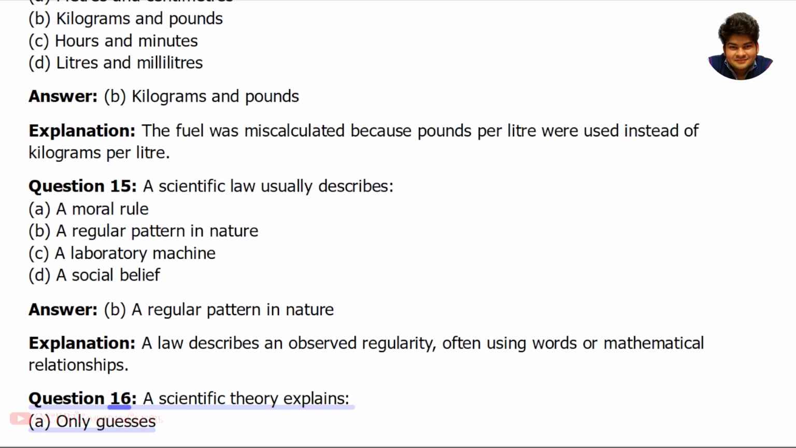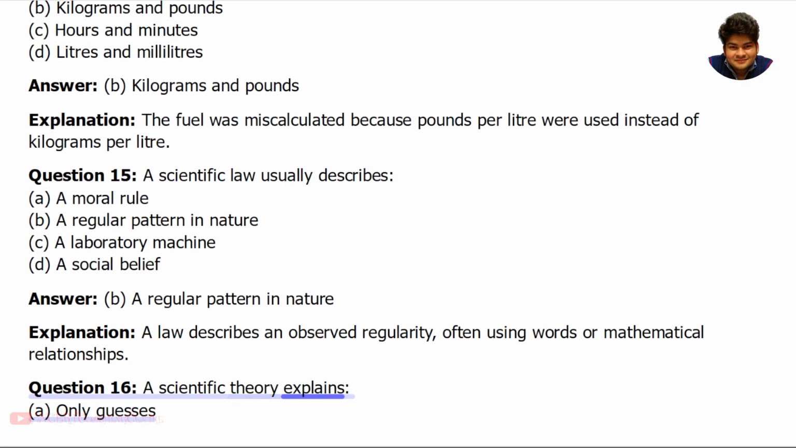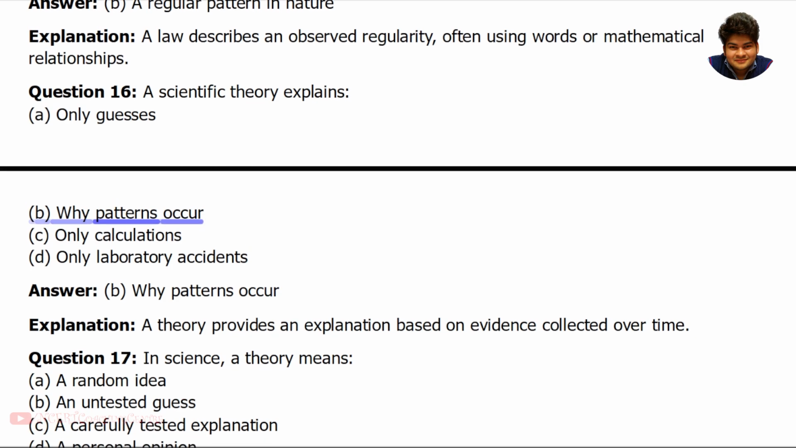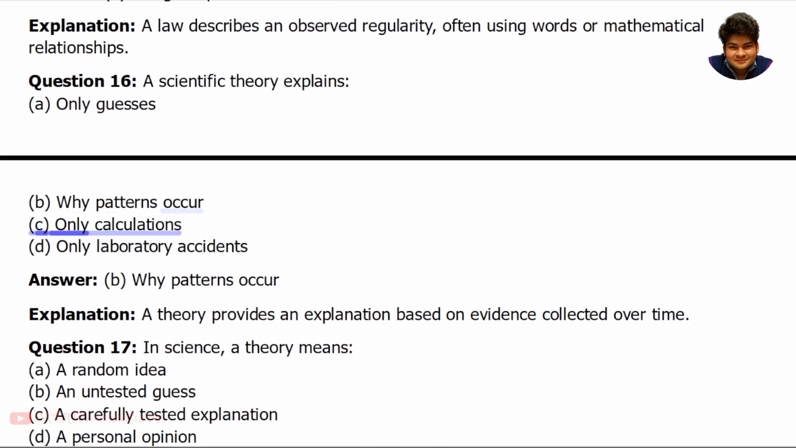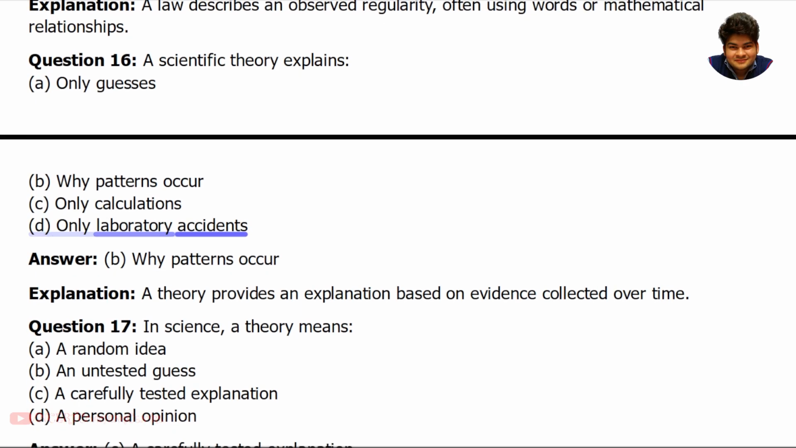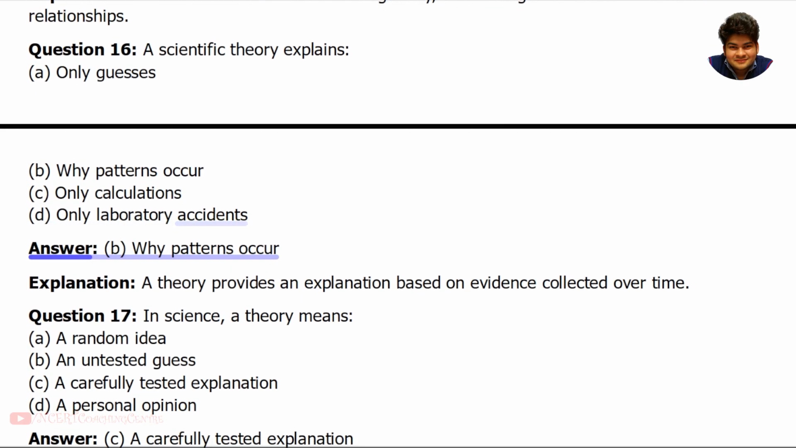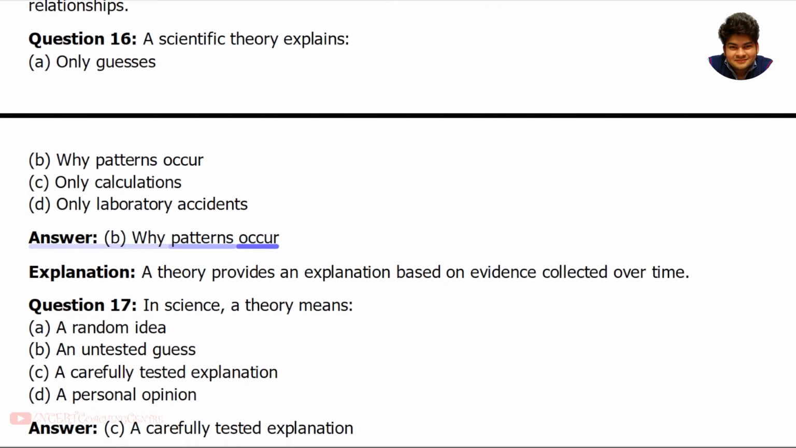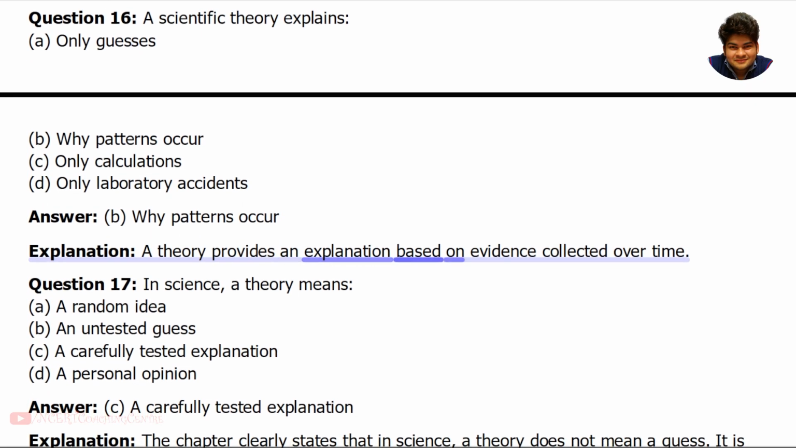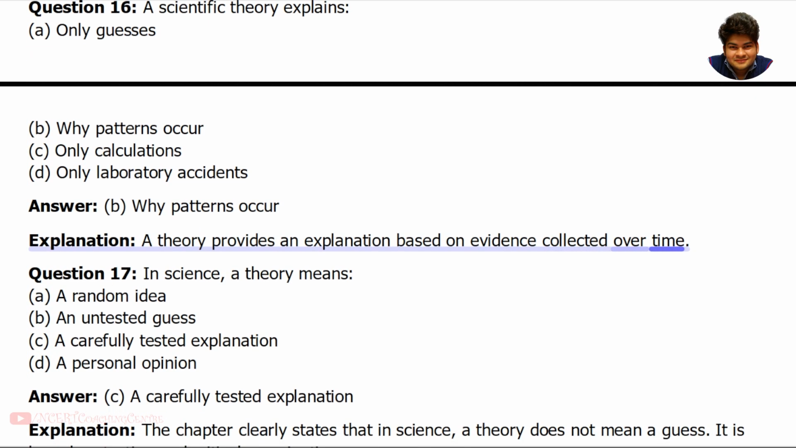Question 16. A scientific theory explains: A. Only guesses. B. Why patterns occur. C. Only calculations. D. Only laboratory accidents. Answer: B. Why patterns occur. Explanation: a theory provides an explanation based on evidence collected over time.